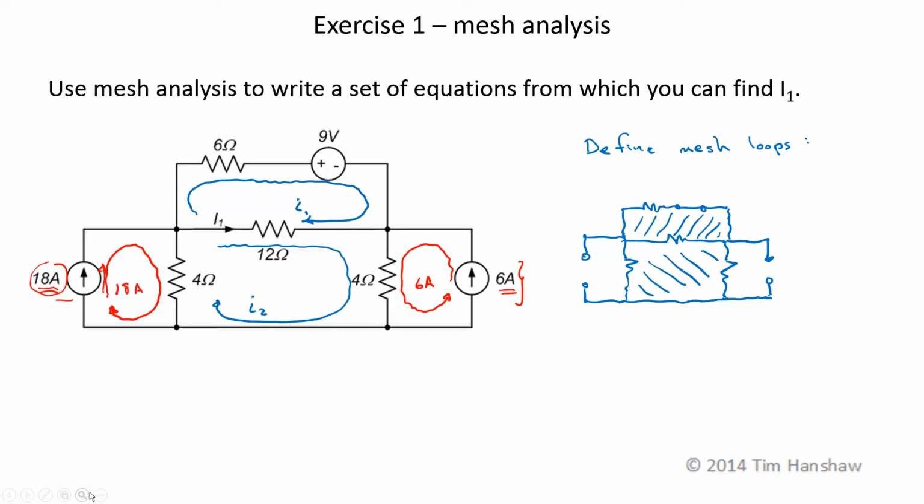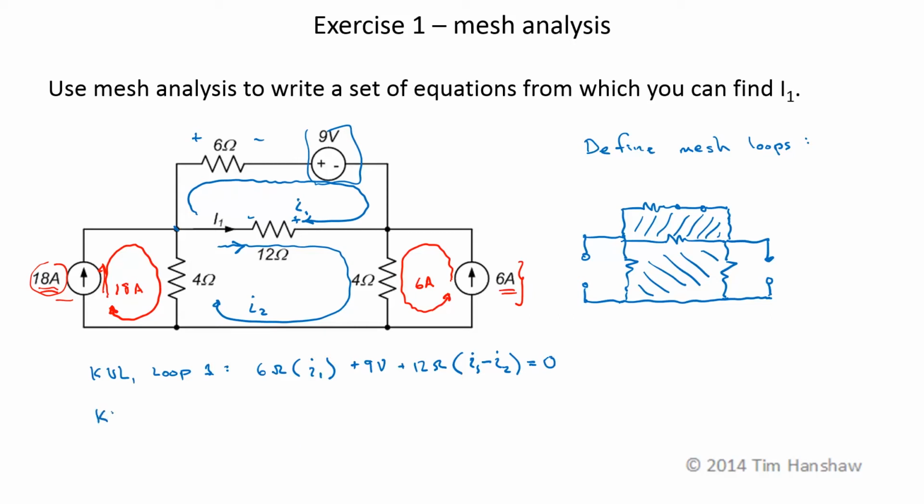Now I do KVL around each of my mesh loops. So KVL for loop 1, I'm going to follow the direction of I1, and I'm going to set my voltage polarity such that I1 enters the positive voltage terminal all the time. So if I start down here, I have 6 ohms times the only current going through that, which is I1, plus 9 volts due to this voltage source. Then that brings me to the 12 ohm resistor, plus 12 ohms times the sum of the mesh currents. So I1's entering the positive terminal and I2 is entering the negative terminal. That brings me back to my starting point, so that equals 0.